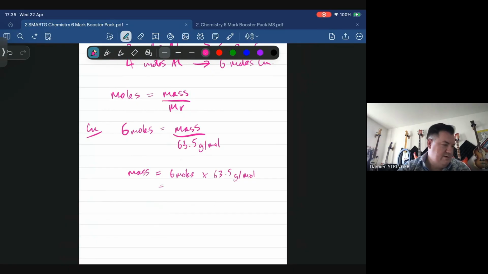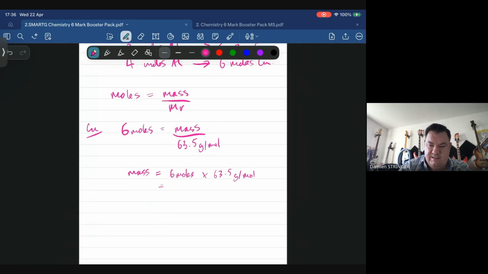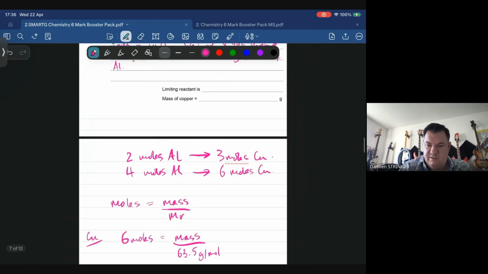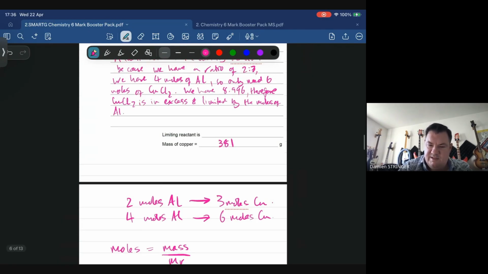So, Amina, what did you get? 381. 381. So that's the mass of Cu, 381 grams. So we can just put these in here. So 381, and we said the limiting reactant is aluminium.